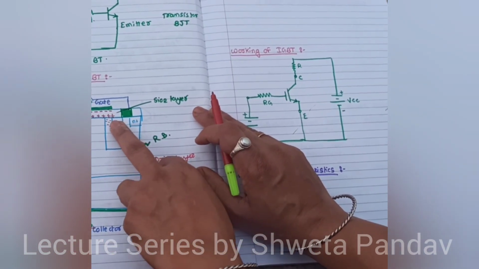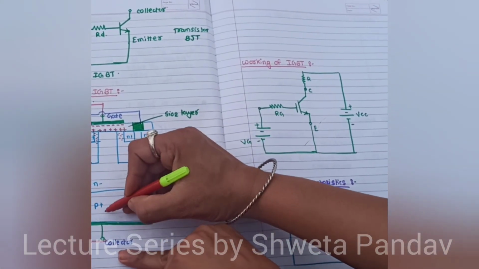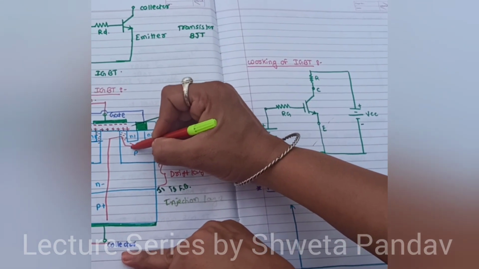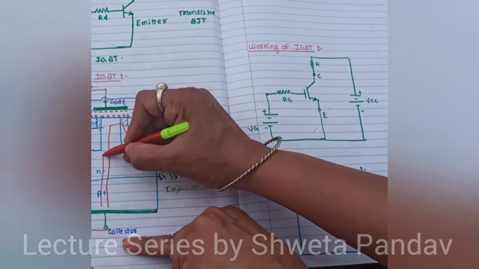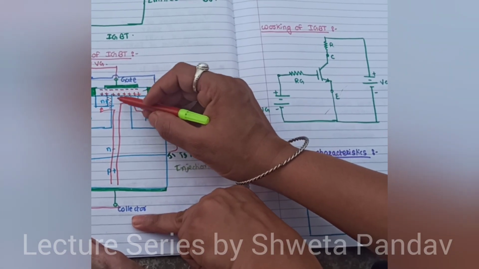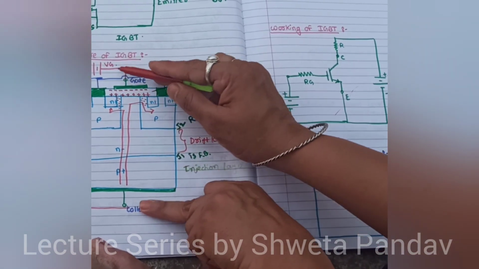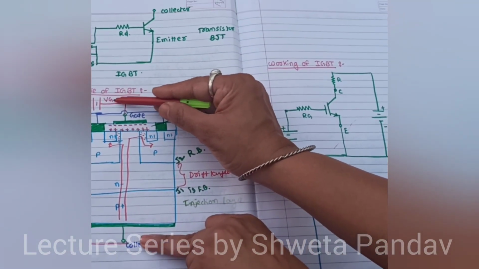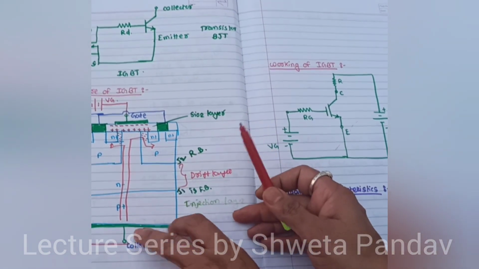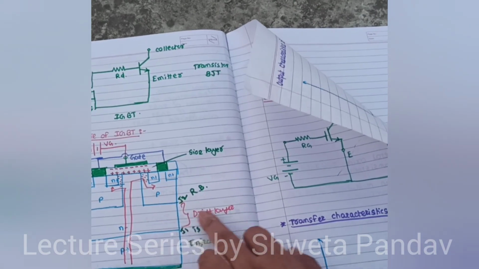So because of this channel, current flows from the collector region to this terminal, as well as from this side to this terminal. The amount of negative potential generated in the P region depends on the battery supply provided at the gate terminal. So this IGBT allows the flow of current here.